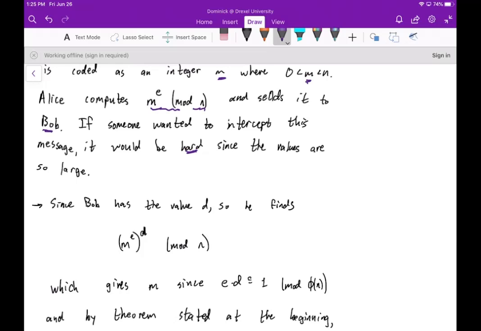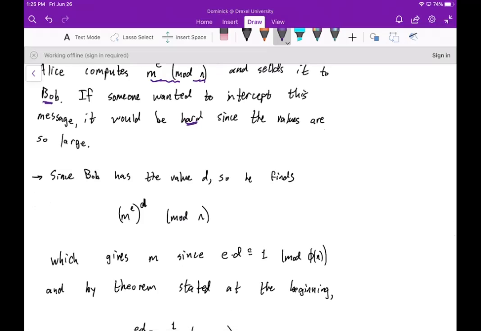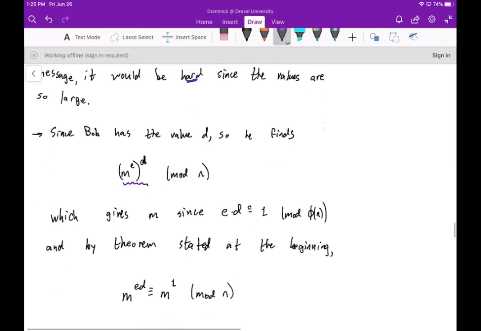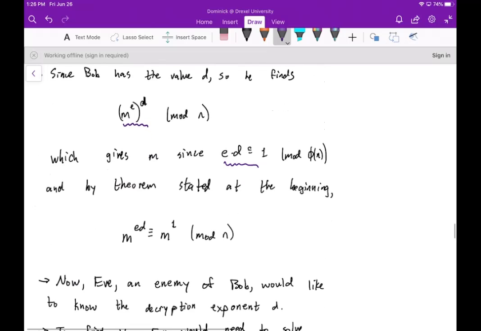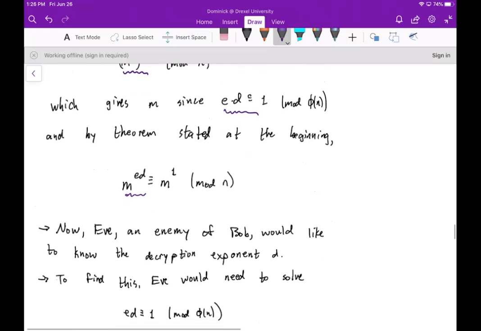Now, since Bob has the value d, he's going to find m to the e, all to the d power mod n, right? Which gives him m, since e times d is 1 mod phi of n, right? And then, of course, by this theorem stated at the beginning, m to the ed is congruent to m to the first mod n, right?